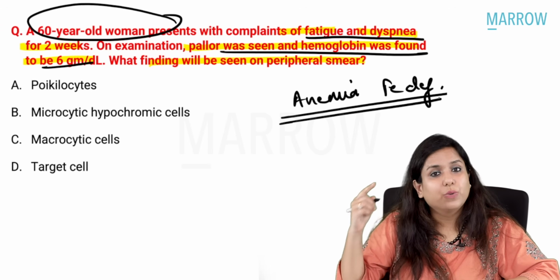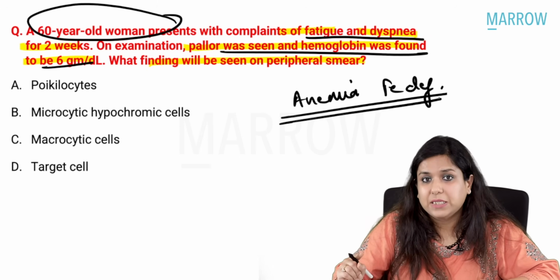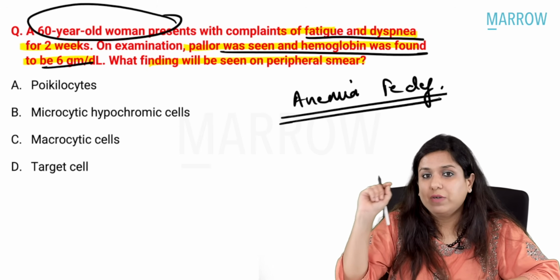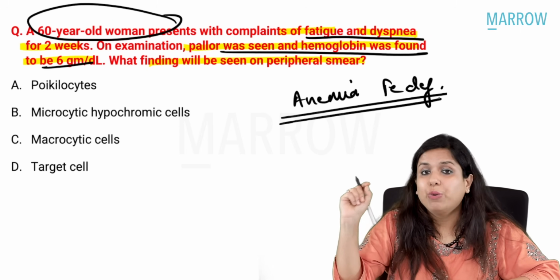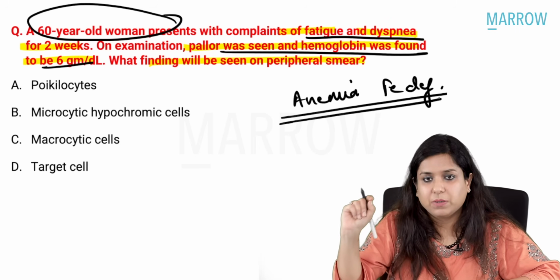Remember, students, I told you that iron deficiency anemia is commonly seen in chronic malignancies, right, in old age. So whenever the age of the patient is high, you have to think about iron deficiency anemia. Also, that can be a presenting symptom, right?